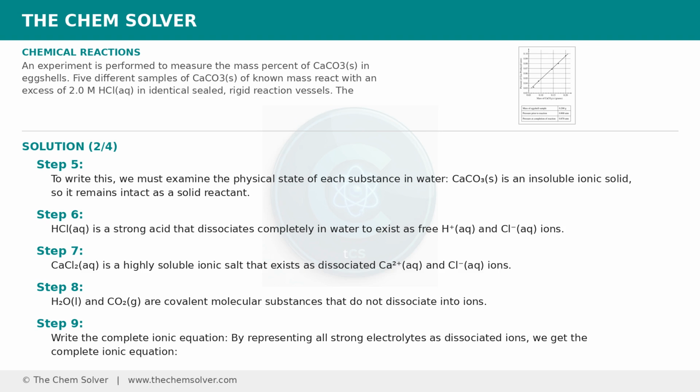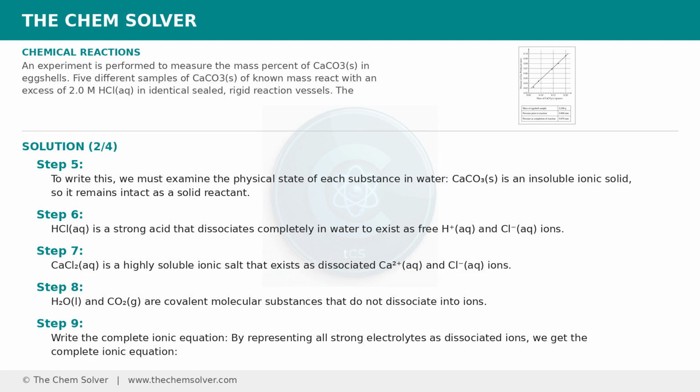HCl is a strong acid that dissociates completely in water to exist as free H+ and Cl- ions. CaCl2 is a highly soluble ionic salt that exists as dissociated Ca2+ and Cl- ions. H2O and CO2 are covalent molecular substances that do not dissociate into ions.